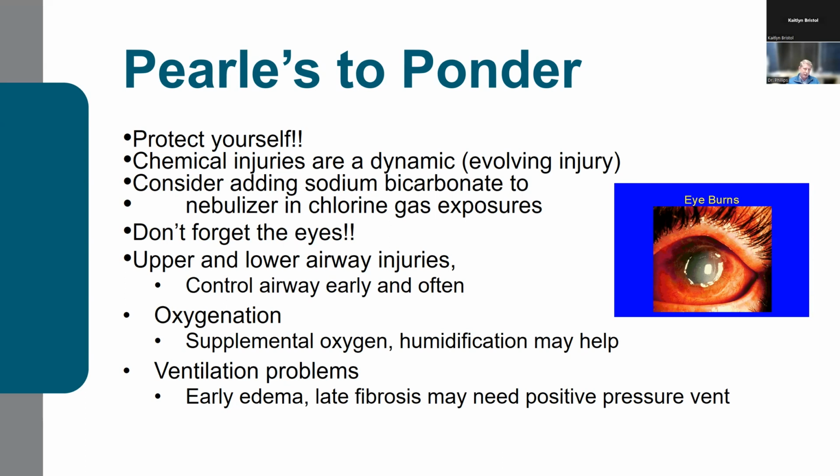Again, don't forget the eyes. Here's an example of an ammonia inhalation injury that caused corneal opacification in a patient. So make sure you irrigate their eyes if it's a highly water-soluble compound. For upper and lower airway injuries, control the airway early and often. It's always easier to take the tube out later than to get it in at a critical moment. Supplemental oxygen and humidification sometimes help as well. And with ventilator problems, always think about early edema and late fibrosis. These patients have lots of fluid in the airways, and in late stages, fibroblasts invade the lung and cause scarring and may increase the resistance to breathing, and you'll see an increase in plateau pressures on ventilators. Early on, patients with edema seem to benefit from some positive pressure ventilation.